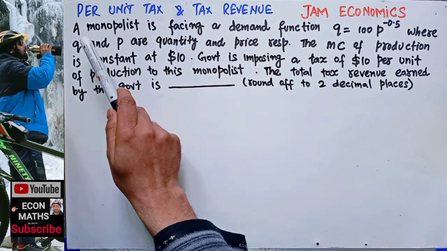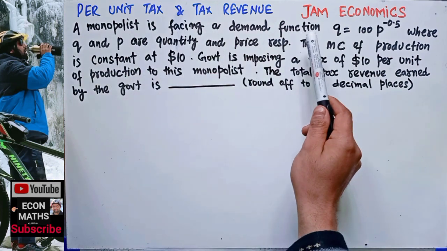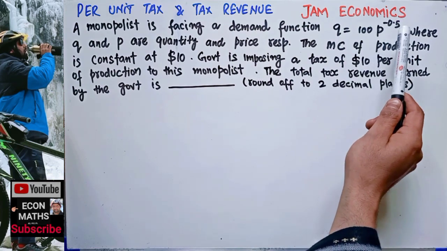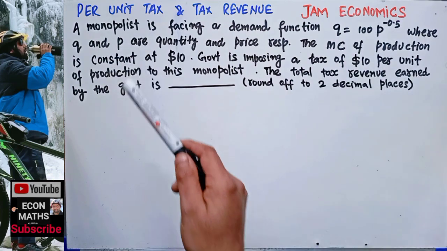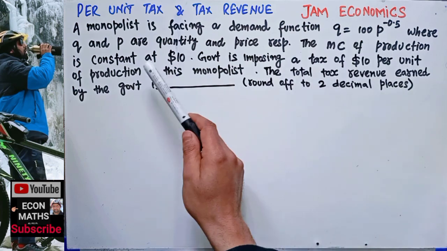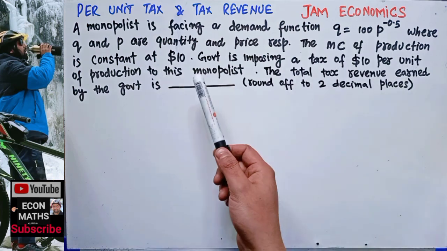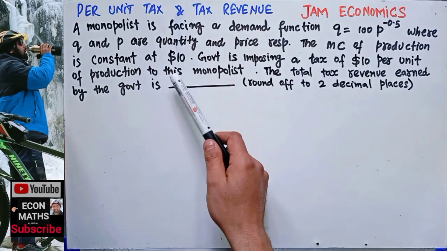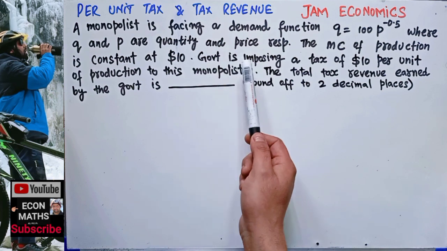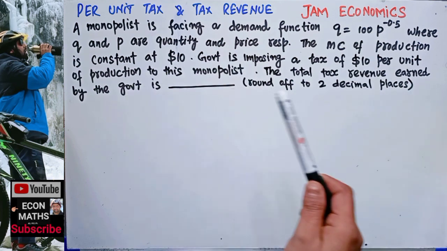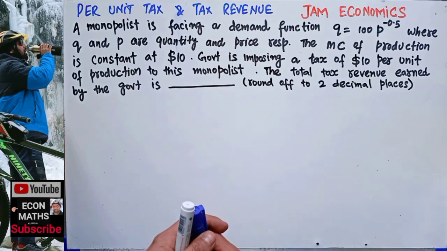The question is: a monopolist is facing a demand function Q equals 100 times P to the power minus 0.5, where Q and P are the quantity and price respectively. The marginal cost of production is constant at $10. The government is imposing a tax of $10 per unit of production on this monopolist. We need to find the total tax revenue earned by the government, rounded off to 2 decimal places.